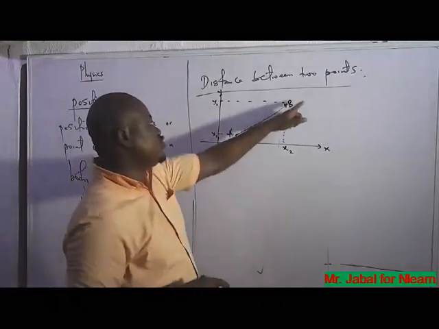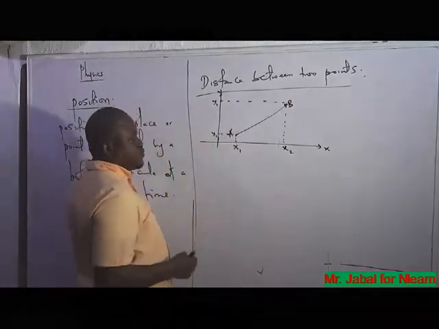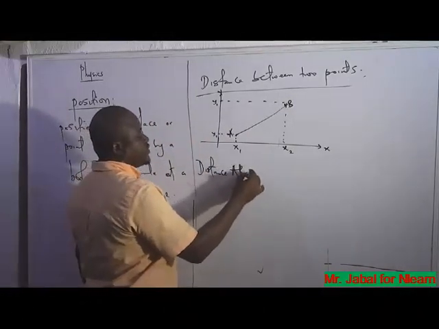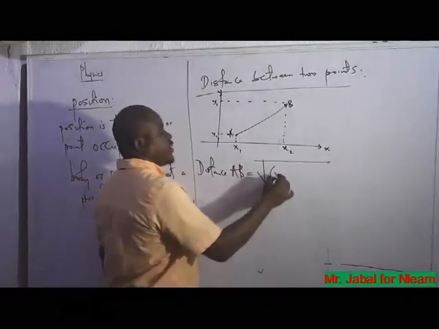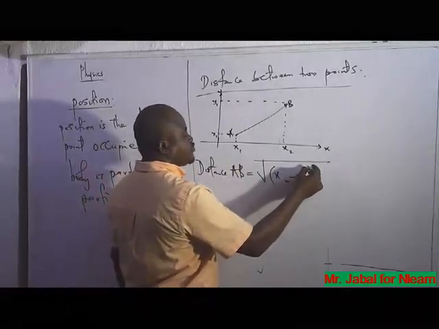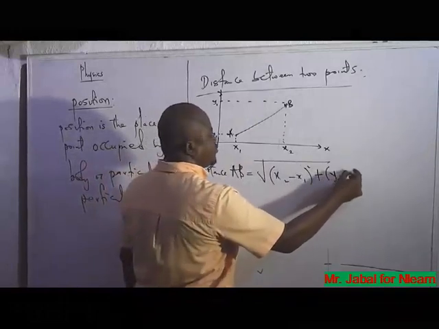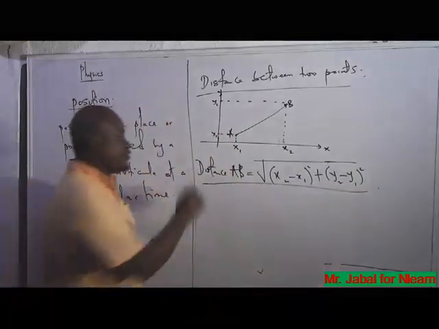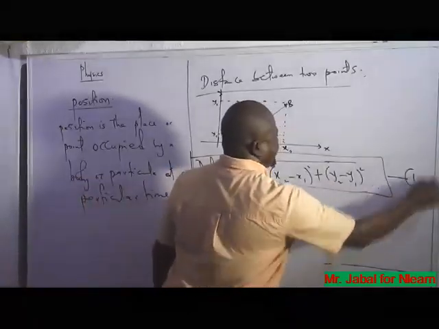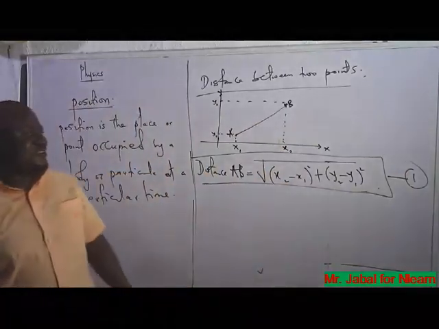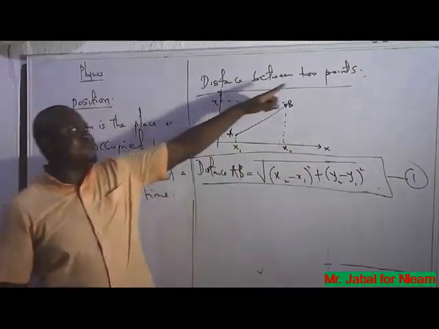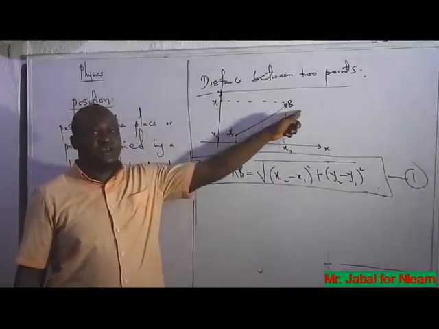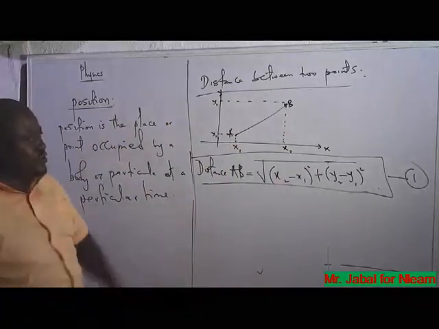So I want to find the distance between the two of them, and what I need to do is simple. The distance AB is equal to the square root of (x2 minus x1) all squared plus (y2 minus y1) all squared. Please take good note of this as a formula. I will call this formula 1. So this is the distance between 2 points, for locating the positions of two bodies.